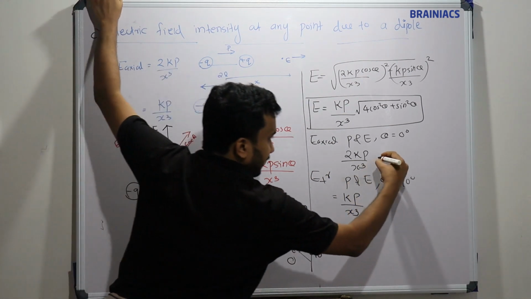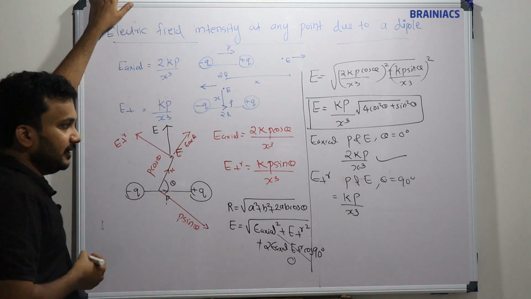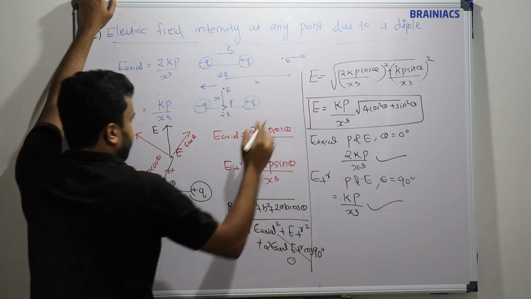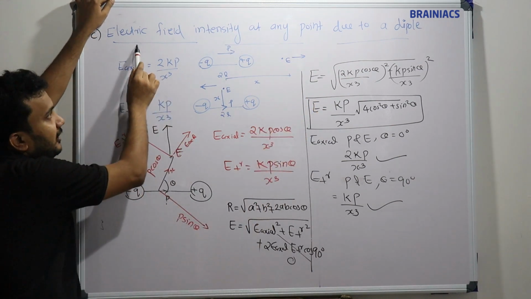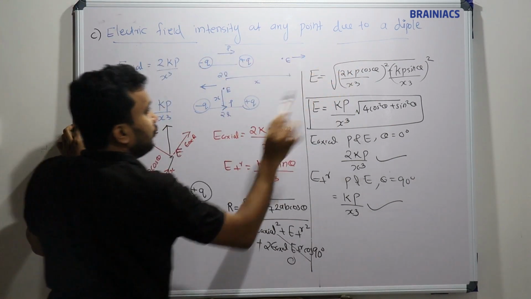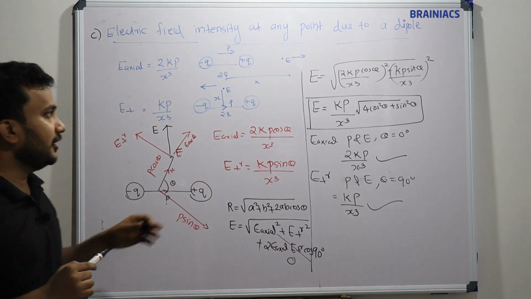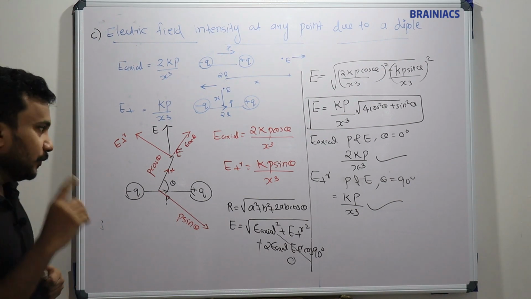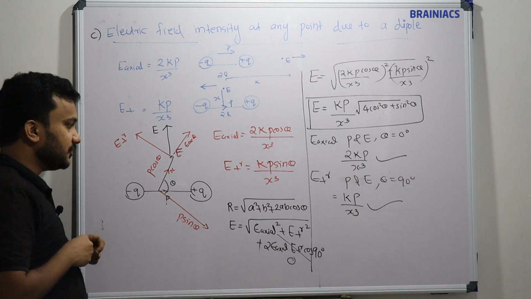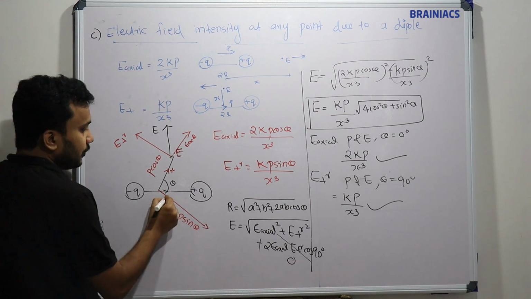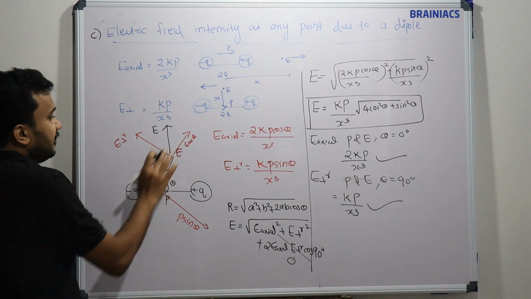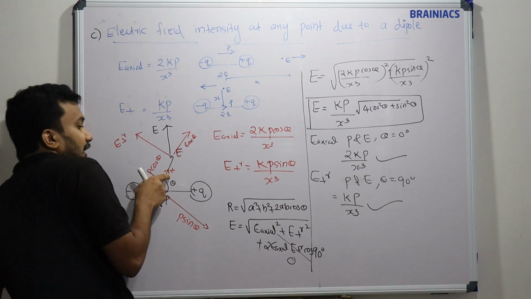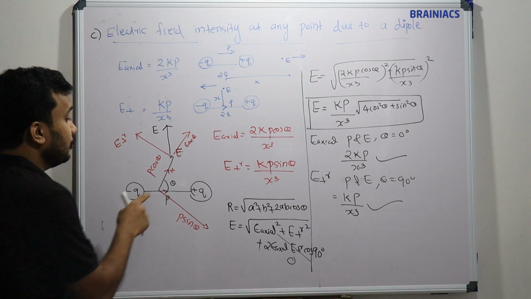So we can find the formula of the axial electric field and the formula of the perpendicular electric field based on this generic formula. So this is the electric field intensity at any point due to a dipole. One more important point here. Sometimes in entrance examinations, the questions will ask for the electric field intensity, suppose I am going to find it at an angle of 45 degrees. Here theta equals 45 degrees.